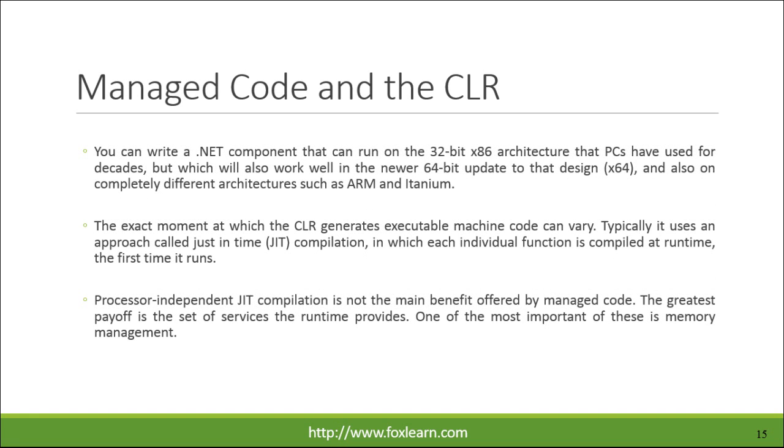You can write a .NET component that can run on the 32-bit x86 architecture that PCs have used for decades, but which will also work well in the newer 64-bit update to that design, x64, and also on completely different architectures such as ARM and Itanium. The exact moment at which the CLR generates executable machine code can vary. Typically it uses an approach called just-in-time, JIT, compilation, in which each individual function is compiled at runtime, the first time it runs.